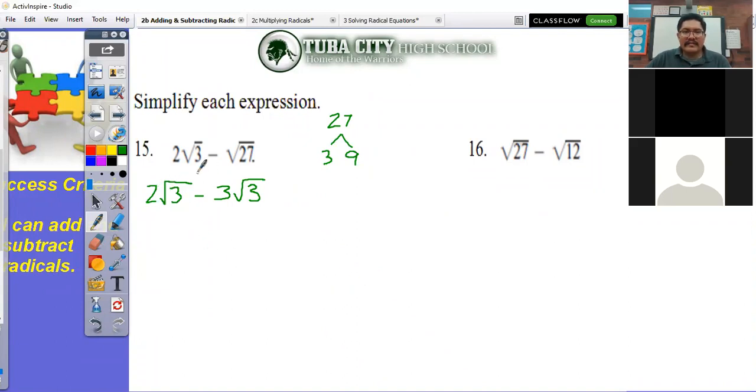And I run into the same problem where I end up with a negative coefficient. 2 minus 3 is a negative number, so we have negative 1. But again, we don't really need the 1 because it doesn't really do anything.